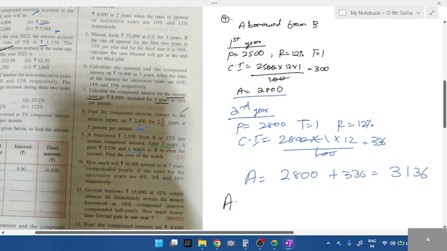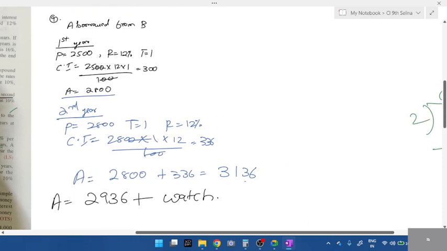No, no. A paid. Look here. How much A paid? 2936 plus a watch, right? A watch. Okay. Total how much A has to pay? 3136. So look here. A's total amount should be equal to 2936 plus the amount of watch, students.